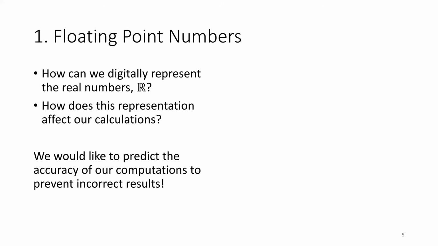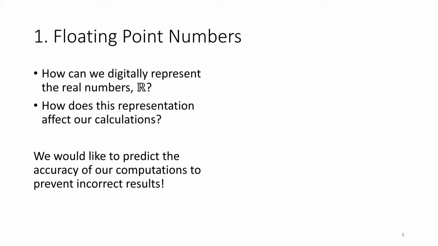So the first question is, how can we digitally represent the real numbers R? Because they are infinite. They're infinite in terms of the number of decimal digits, and they can get infinitely large and infinitely small. Of course, we have a finite amount of memory and storage on our computers, so we can't work with the real numbers. So what do we do instead? And the answer is we use floating point numbers.